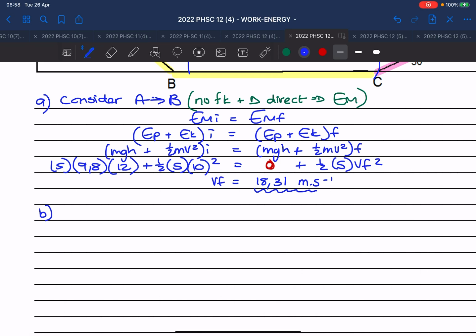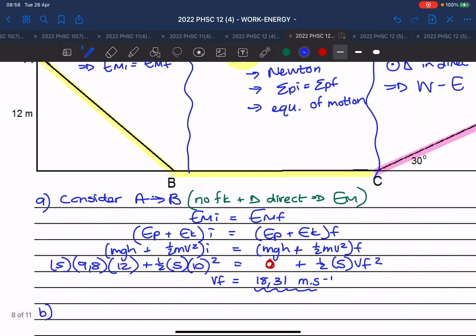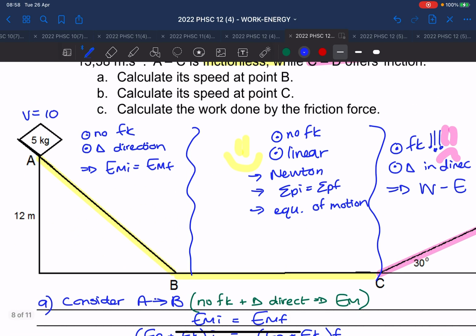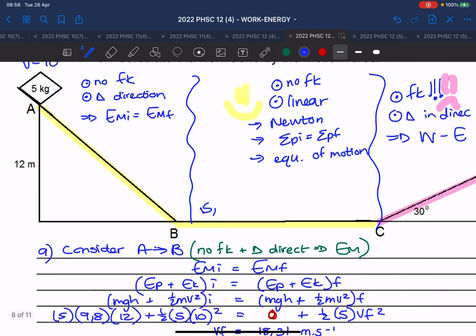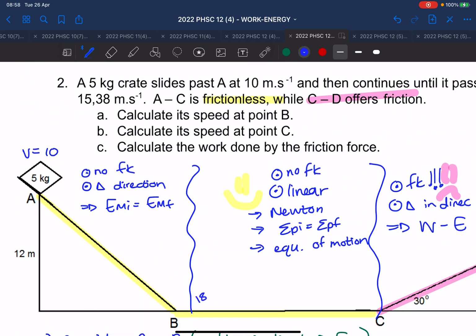Okay. B. Can I go up? Right. B, it asks, calculate the speed at C. Okay, now let's just quickly check. Is there any applied force here? No, it's sliding. Is there any friction there? No, it's sliding. So there's nothing causing it to go faster, and there's nothing causing it to go slower. So if the velocity here is, what was it, 18.31. What is the velocity here?